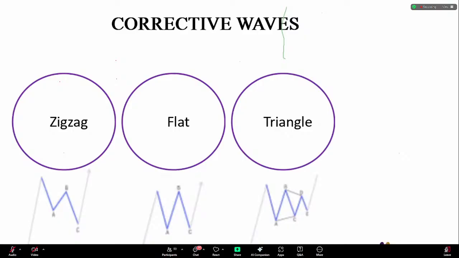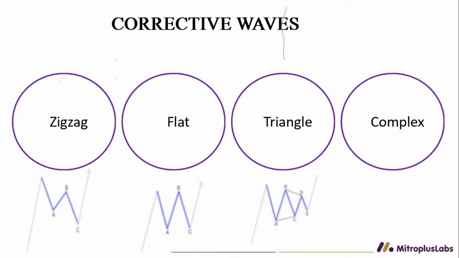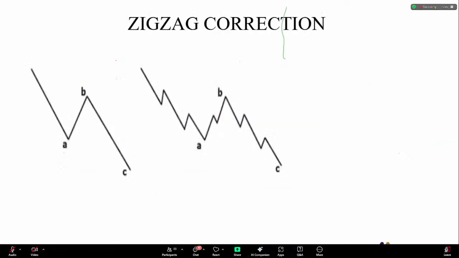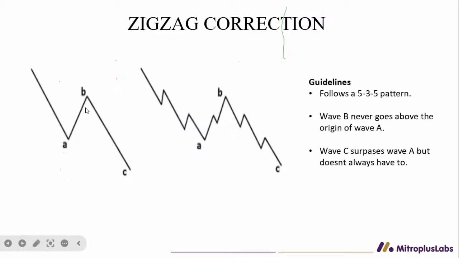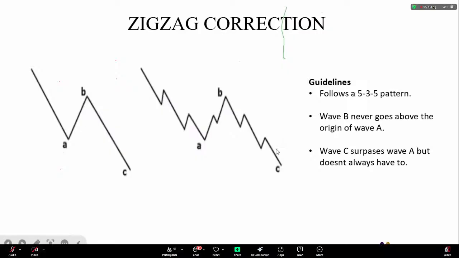And I think we're all familiar with triangles. A zigzag is a corrective three-wave structure, and when you look at it, it follows a 5-3-5 pattern. That is what the theory says, but it doesn't always have to. So this is just a zigzag pattern.